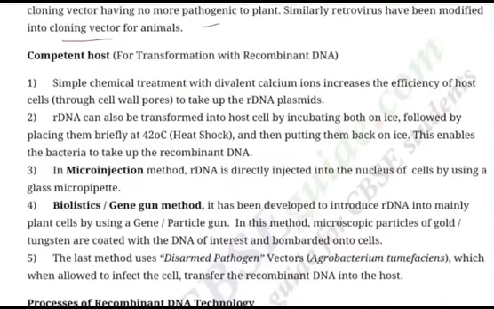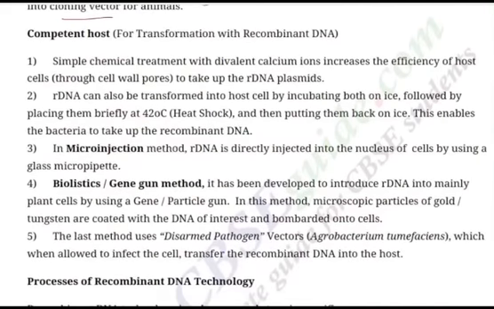And then we go to the next one. The next tool that is required is the competent host. We require a very good host. The competent host is essential for transformation with recombinant DNA. Many kinds of host cells, including E. coli, yeast, animal and plant cells, are available for genetic engineering. For the expression of some eukaryotic proteins, eukaryotic cells may be preferred as hosts.